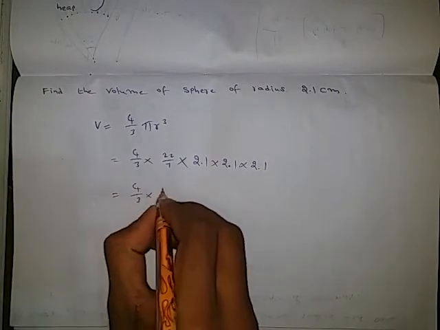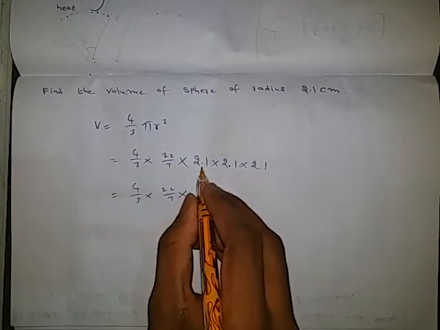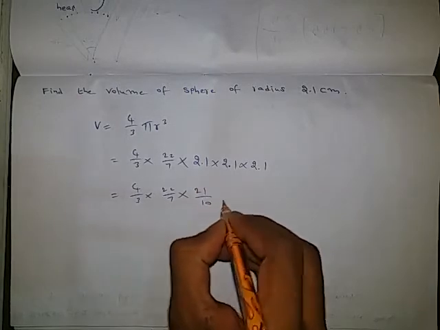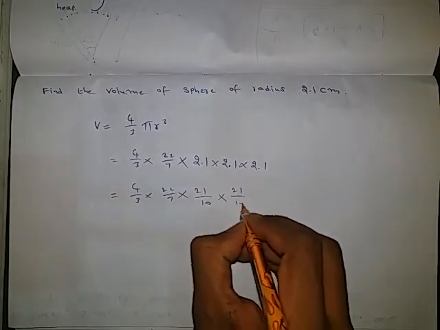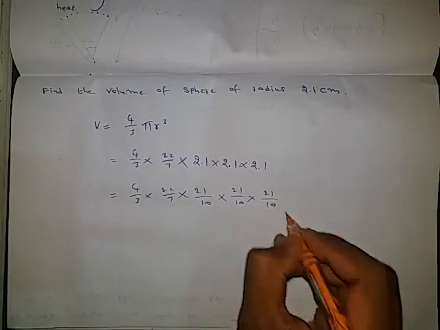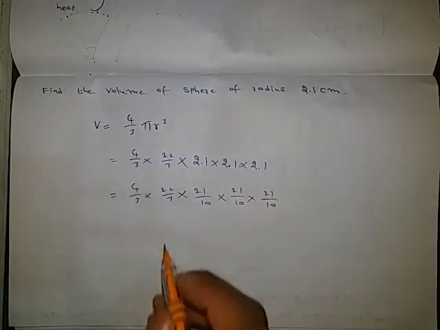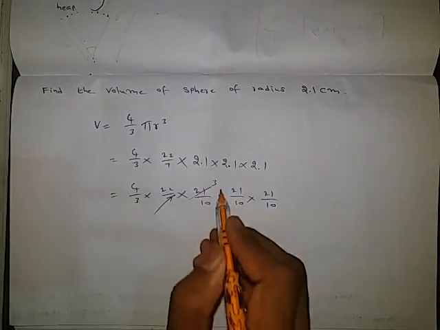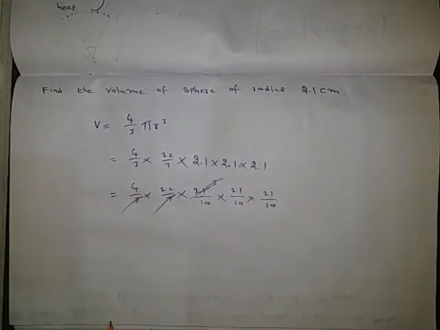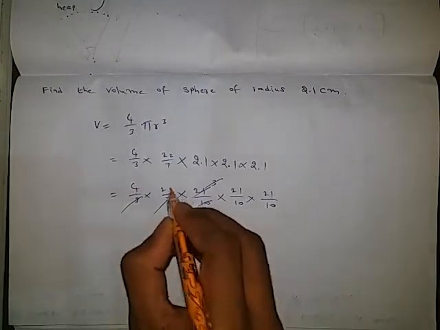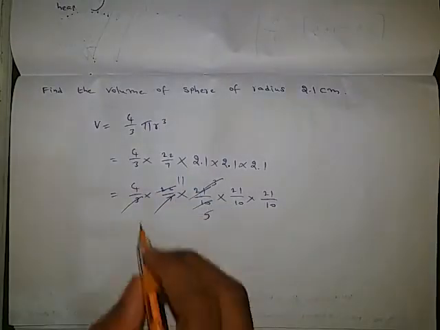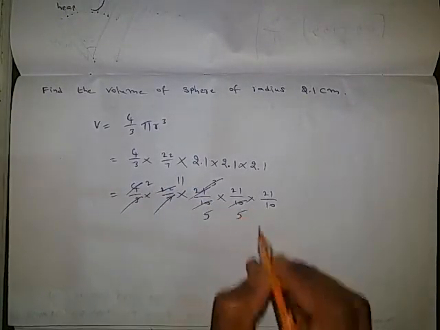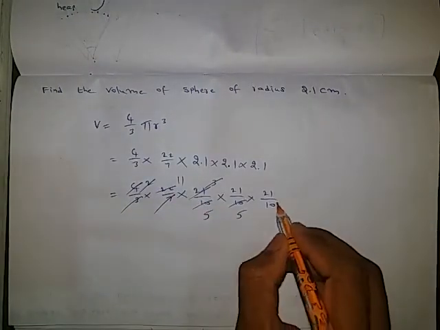4 by 3 into 22 by 7 into 2.1 will become 21 by 10. Now let us do the cancellations. 7 ones are 7, 7 threes are 21. Here 3 will get cancelled. 2 fives are 10, 2 11s are 22. 2 twos are 4, 2 fives are 10. 2 ones are 2, 2 fives are 10.